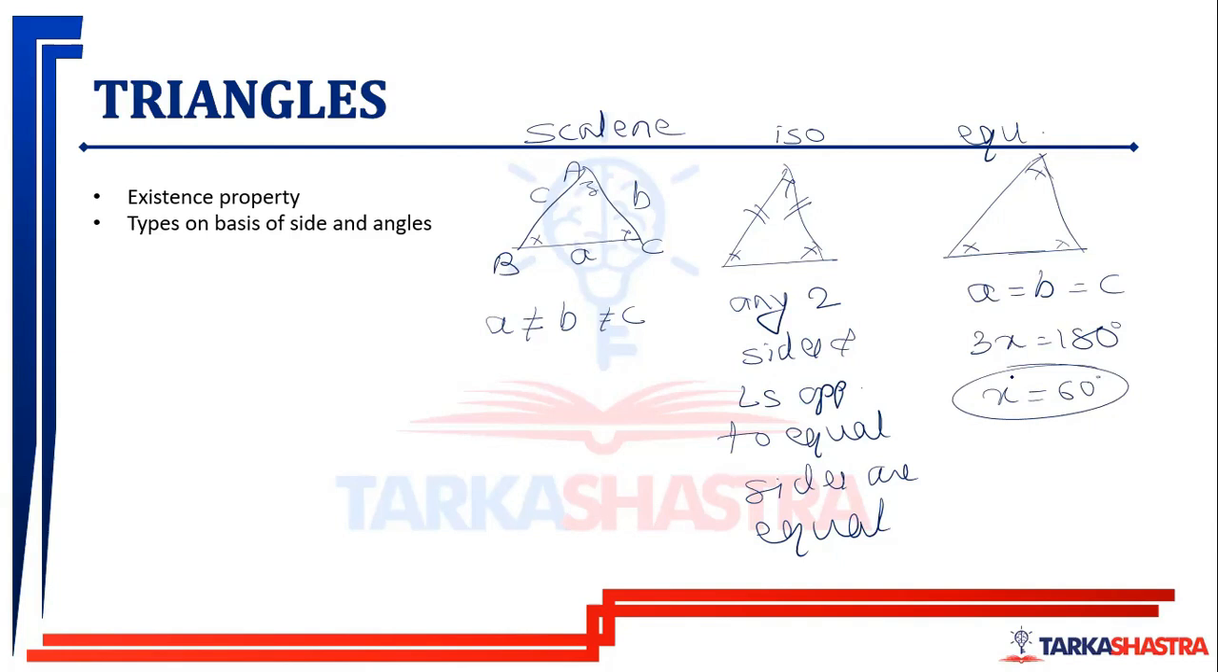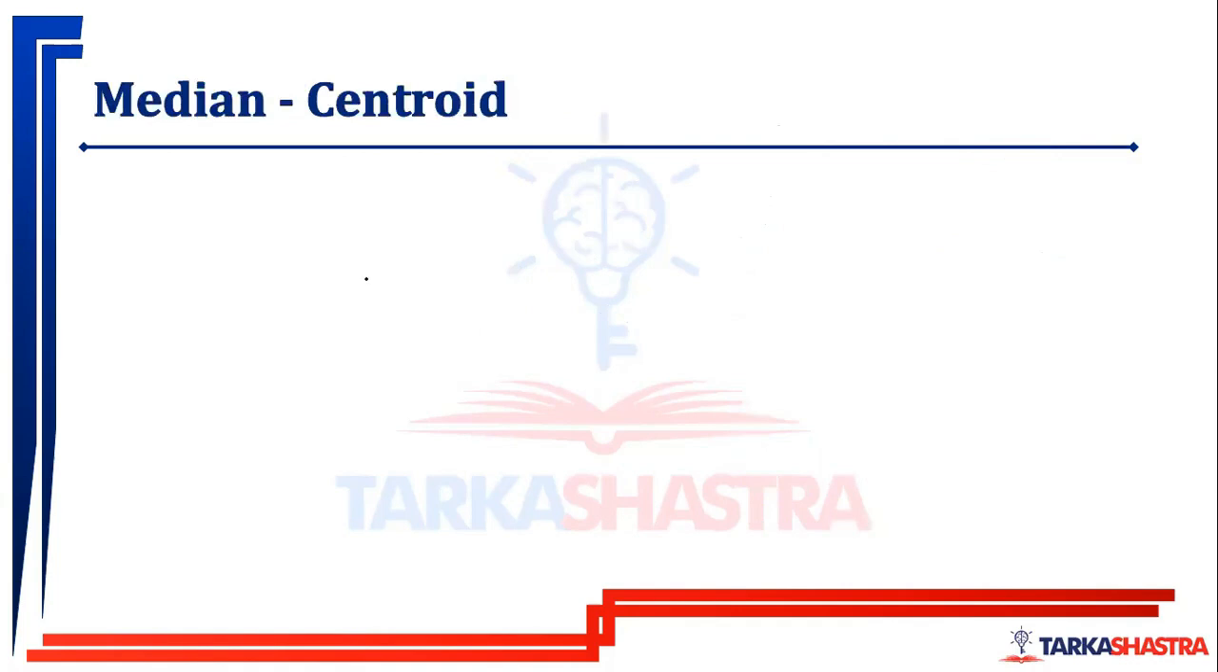Correct? These are some very basic properties of a triangle. Now let us move forward to some other parts of a triangle, कि किसको क्या बोला जाता है और क्या क्या parts of a triangle are existing. So let us begin with median.